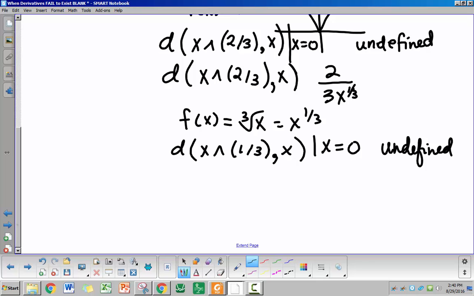And I'm going to save going over piecewise for another day. Is that okay? I think that's a lot, I know, but that's all I have.